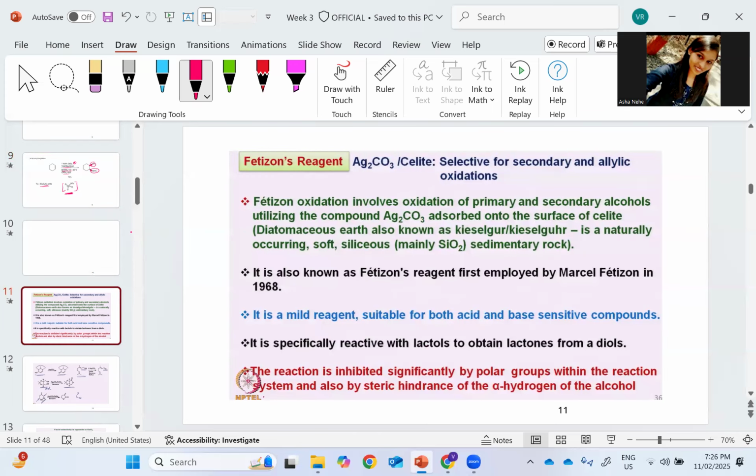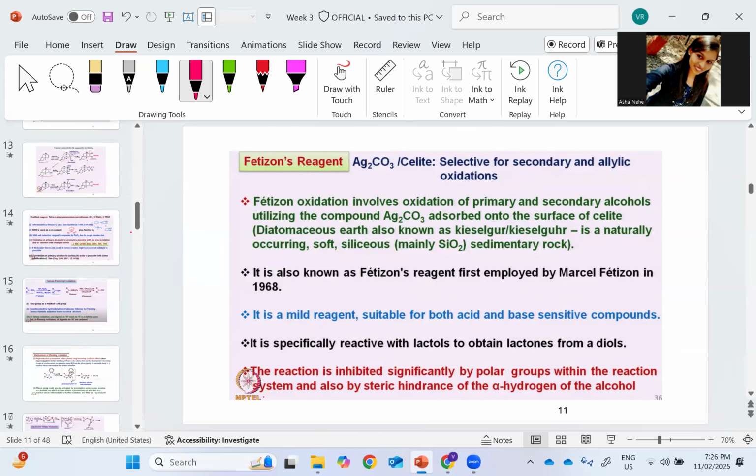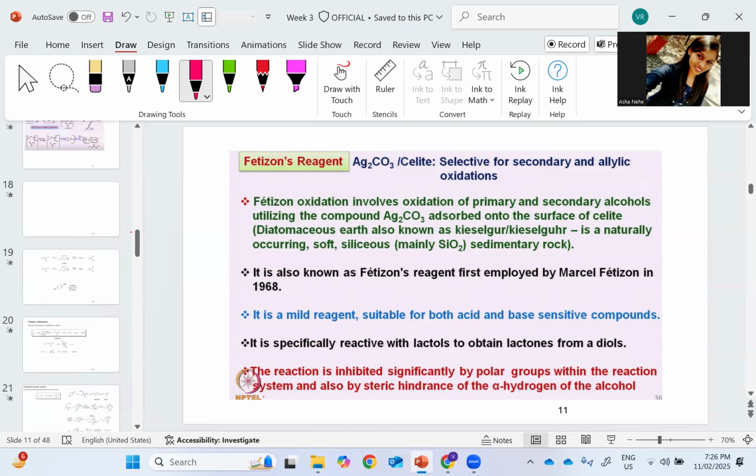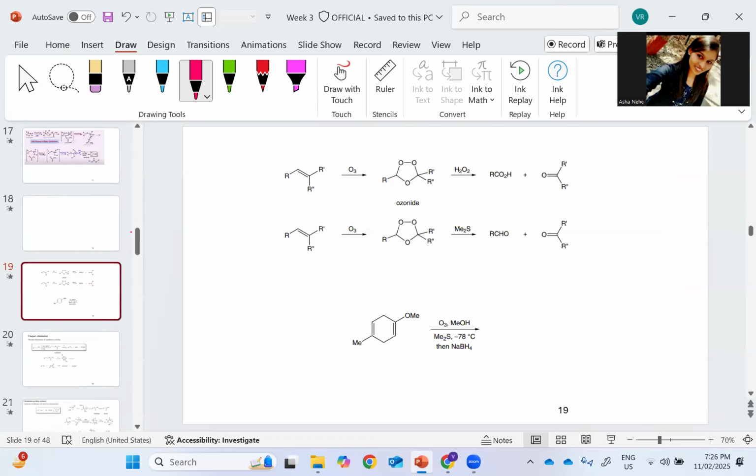Then we move directly to the oxidizing agents. I have added some reactions of oxidizing reagents here. I will show those reactions first, and then we move to the problems in the assignment. The first reaction is ozonolysis. We have already seen this reaction many times, so I will start with the simple reaction.